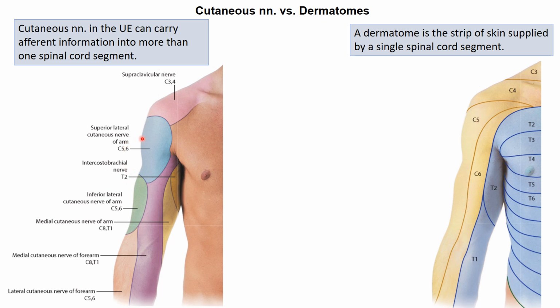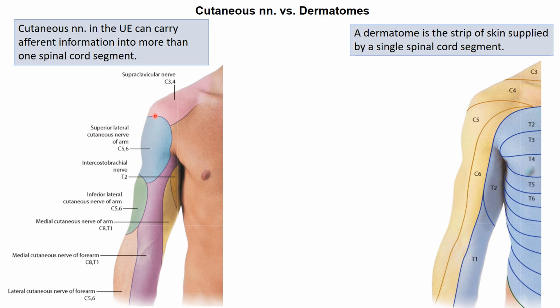Now you look at this one, you will see three cutaneous nerves covering the territory of C5. The superior lateral cutaneous nerve is this one. This one is carried by the inferior lateral cutaneous nerve of the arm. So this is again C5 and C6 territory. And then look at this one. This is the lateral cutaneous nerve of the forearm. This is also formed by C5 and C6.